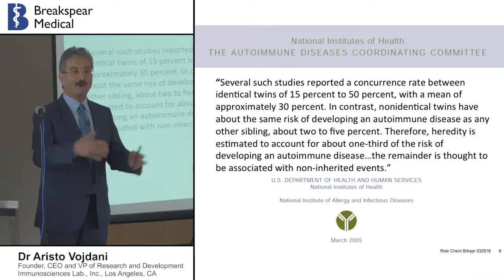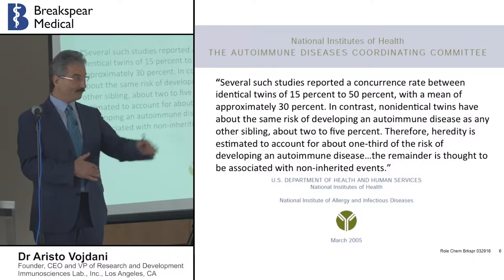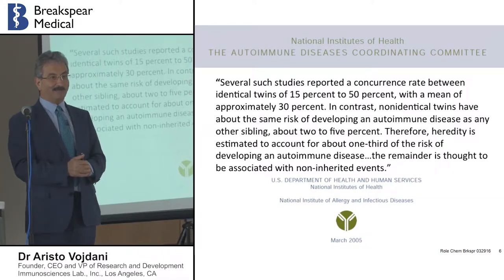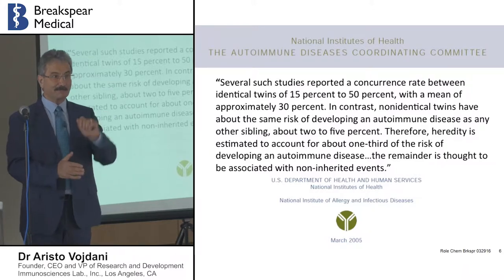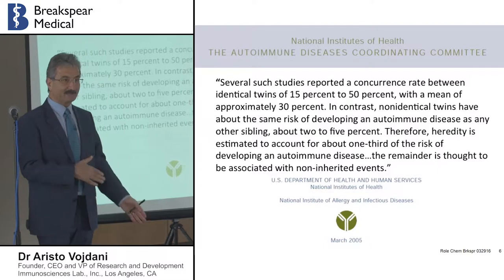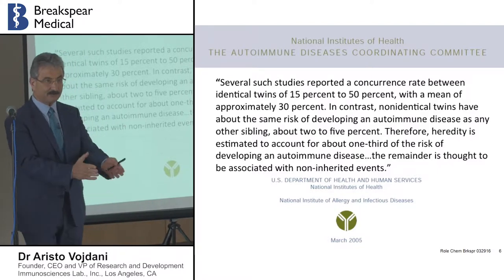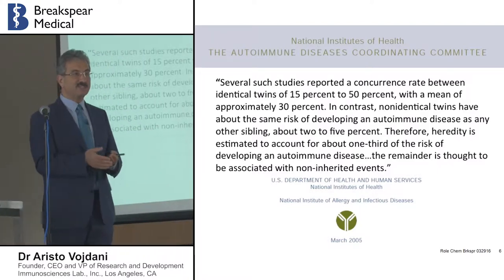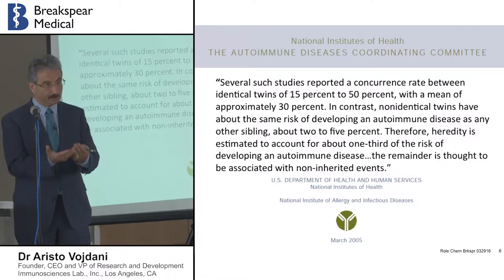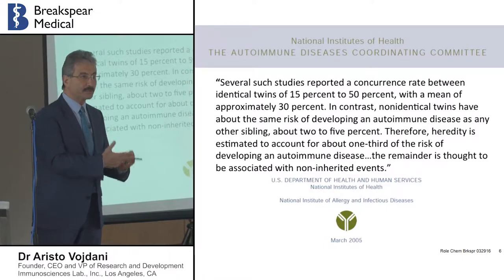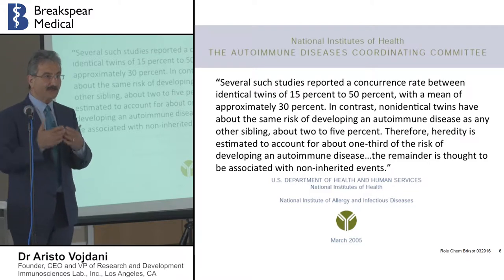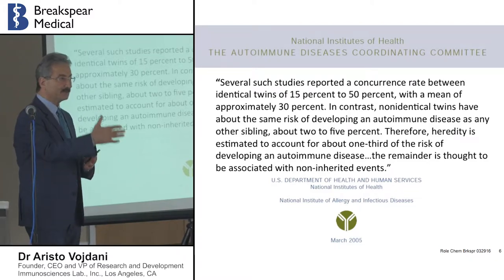In a case of type 1 diabetes, they took twins. If one had type 1 diabetes, what was the probability the second one will have type 1 diabetes? 50%, not 100%. So then they took 10% plus 50% divided by 2. They came to the conclusion that genes play a role in 1/3 of the autoimmune diseases. The other 2/3 are associated with environmental triggers. So we have to pay more attention to environmental triggers.